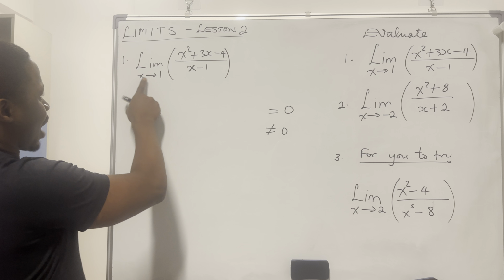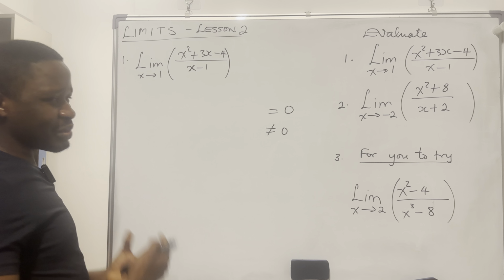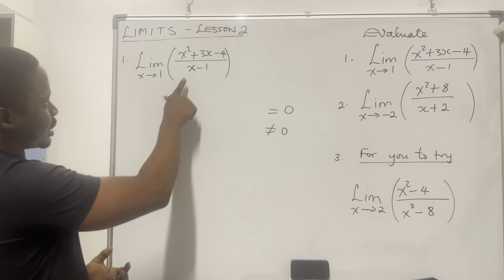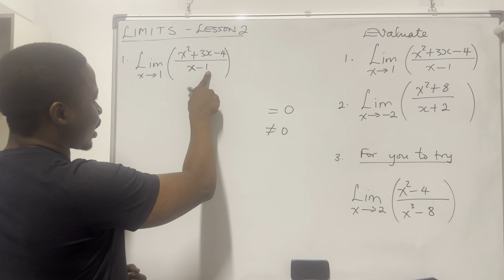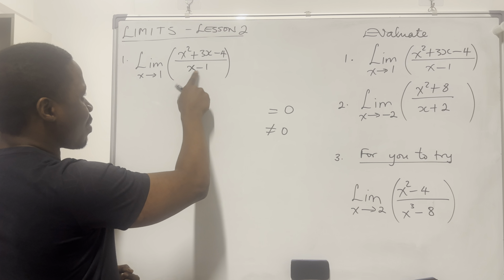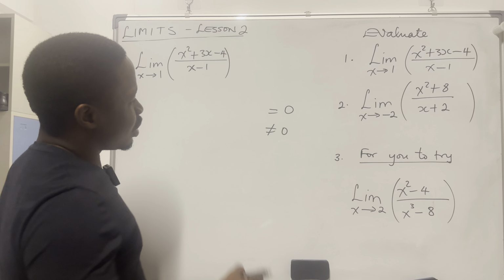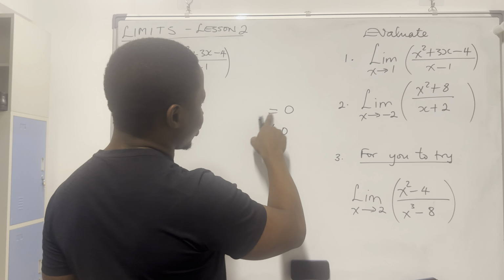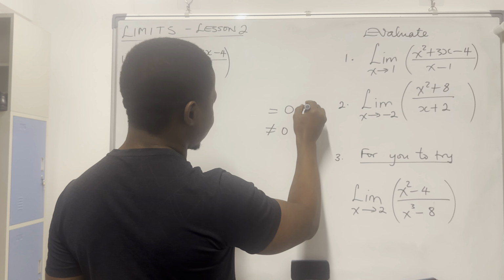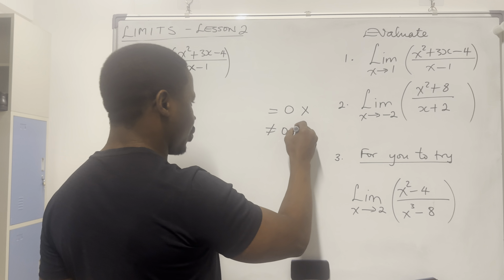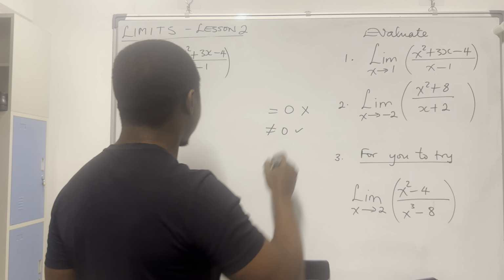If x approaches 1, we can accept x to be 1. So if x is 1, we have 1 minus 1. What is 1 minus 1? 1 minus 1 is 0. If the result is 0, we don't want it. If it is not 0, we want it. But by substituting 1 directly, 1 minus 1, we have 0. So we don't want it. Therefore, we need to do something else.